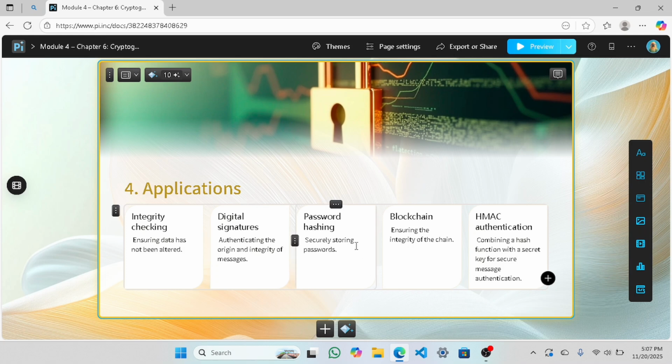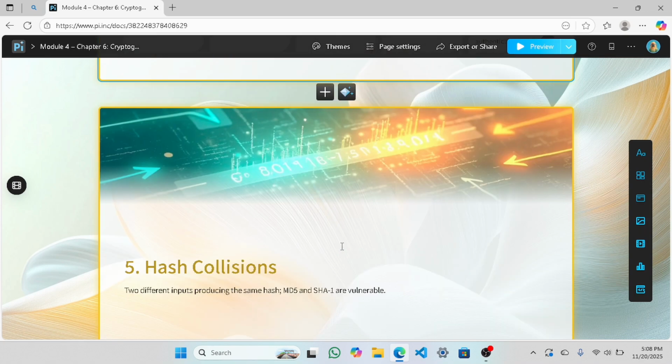Then password hashing. Systems store password hashes, not actual passwords. Then blockchains. In a blockchain, each block refers to the hash of the previous block, which ensures tamper resistance. Then HMAC, hash-based message authentication codes. It provides integrity and authentication, used in API security, JWT tokens, and so on.